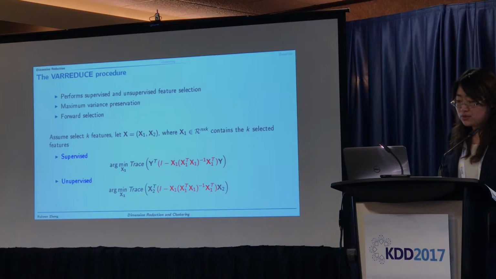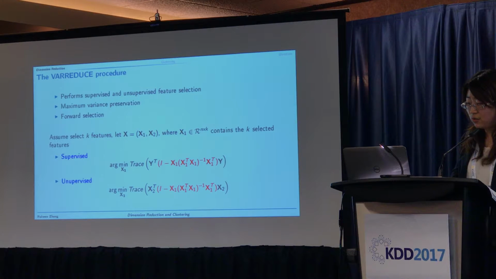var-reduced performs both supervised and unsupervised feature selection. It identifies a set of variables that jointly explain the maximum amount of data variance. And var-reduce uses forward selection, which means it starts with an empty set and adds one variable at a time.